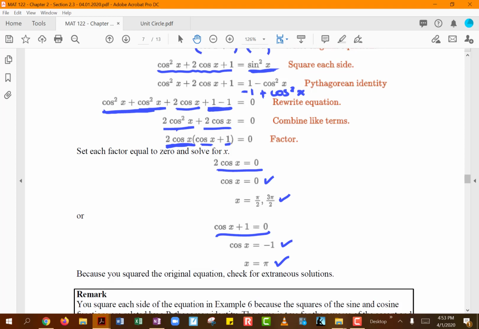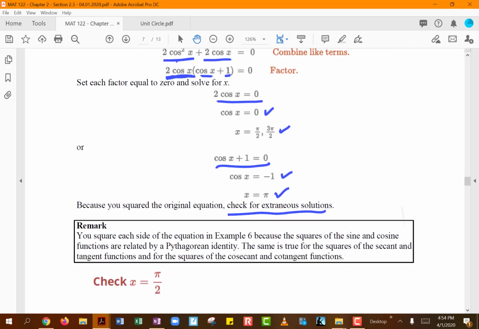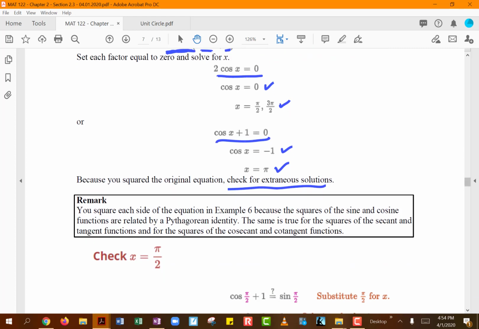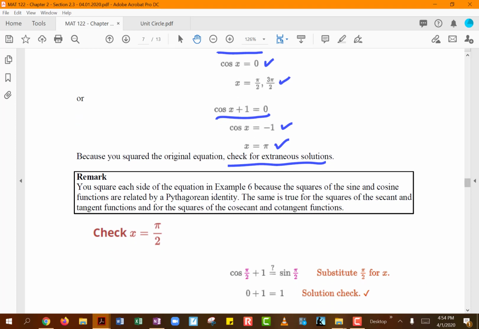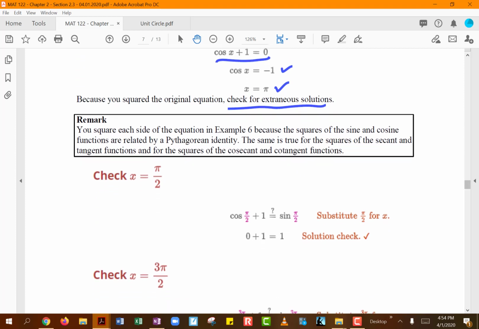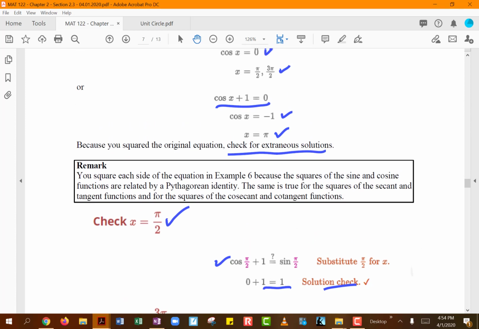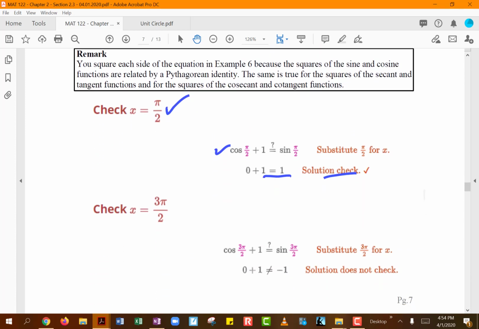Now, remember, we had to square our original equation to see what we could do about solving this. So that means now we have to check for those extra solutions, check for the extraneous solutions. So for each one of these, we are going to do a check here. So we're starting out with pi halves. So we're going to check for pi over 2. Remember, put it into the original equation. If you get the same number on both sides, we can say the solution checks, and we're going to keep this answer. Now, we're going to check for 3 pi halves, which was our second solution.